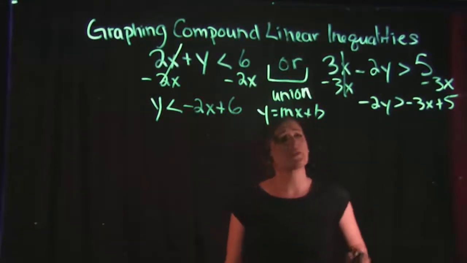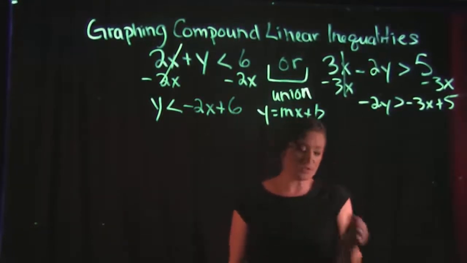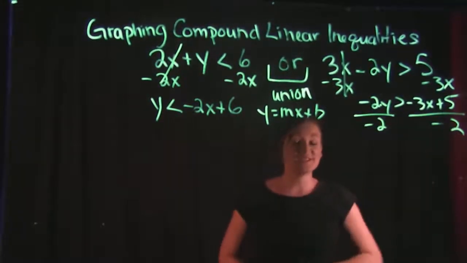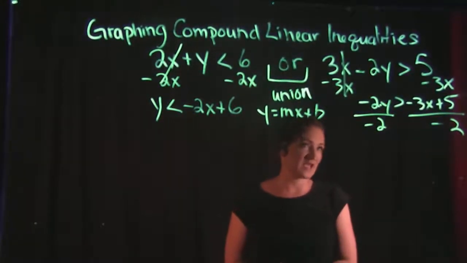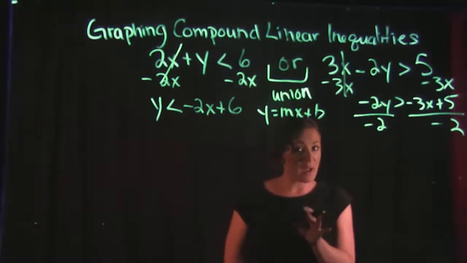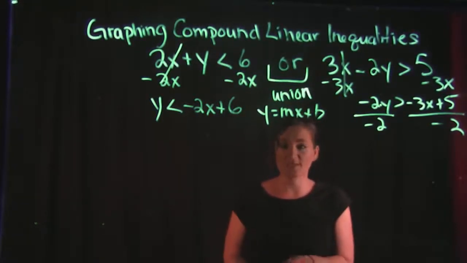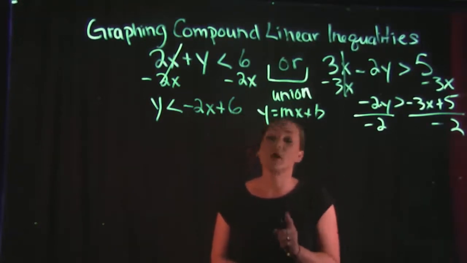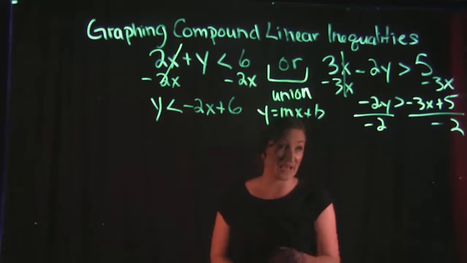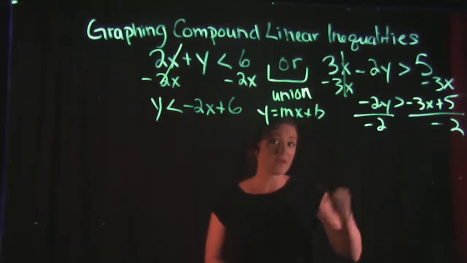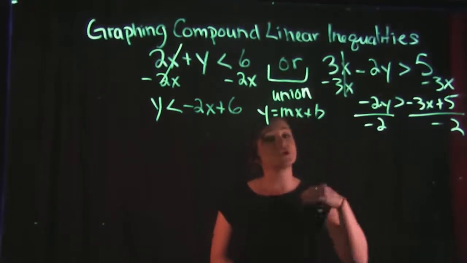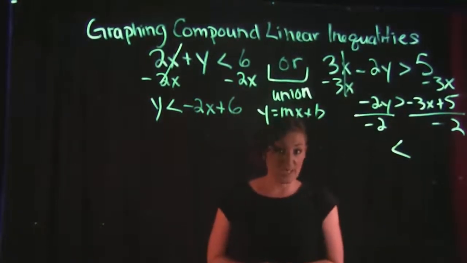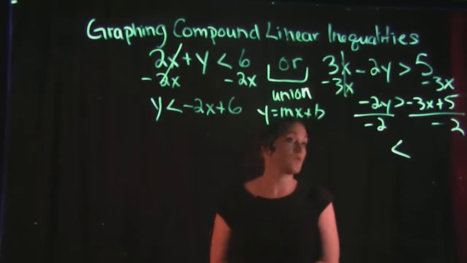We still need to work on getting y by itself, so this negative 2y is being multiplied. The opposite is division, so we need to divide both sides completely by that negative 2. Now, we do need to remember one special rule when it comes to inequalities in comparison to equations: when you multiply or divide the inequality by a negative, which is what we're doing here, we're dividing by a negative, the rule says that you must flip the inequality symbol. So this greater than flips to a less than. Otherwise, continue on with your math.